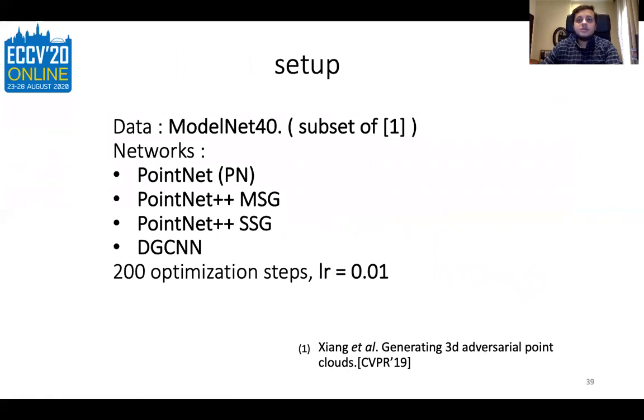The data used in our experiment is ModelNet40. The networks are PointNet with its two versions, and DGCNN. We use AdvPC with standard learning rate and 200 optimization steps with two different initialization steps.